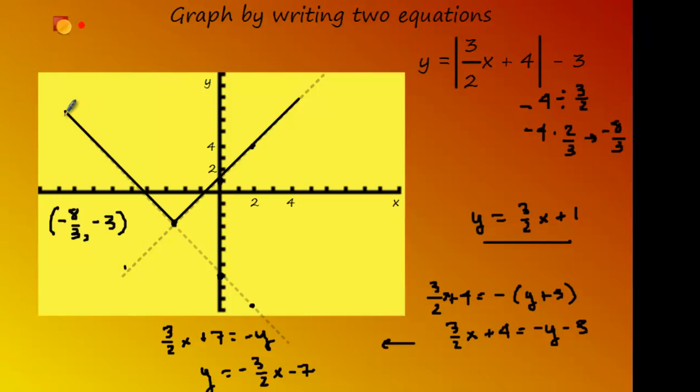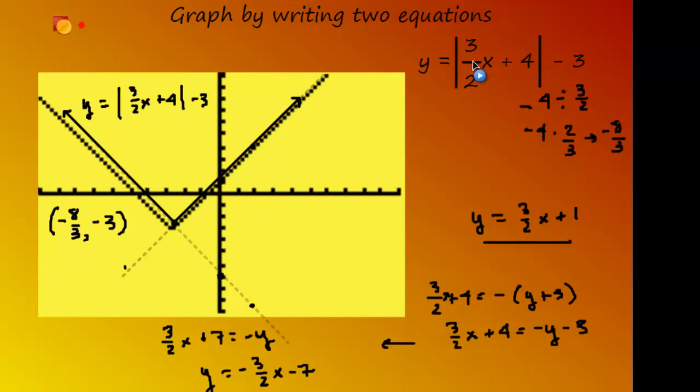So I have my graph of my absolute value looking like this, and then I'll go ahead and put my equation in here. Absolute value of 3/2 x plus 4 and then -3. So this should be what the graph of our absolute value function looks like. You see I'm pretty close.